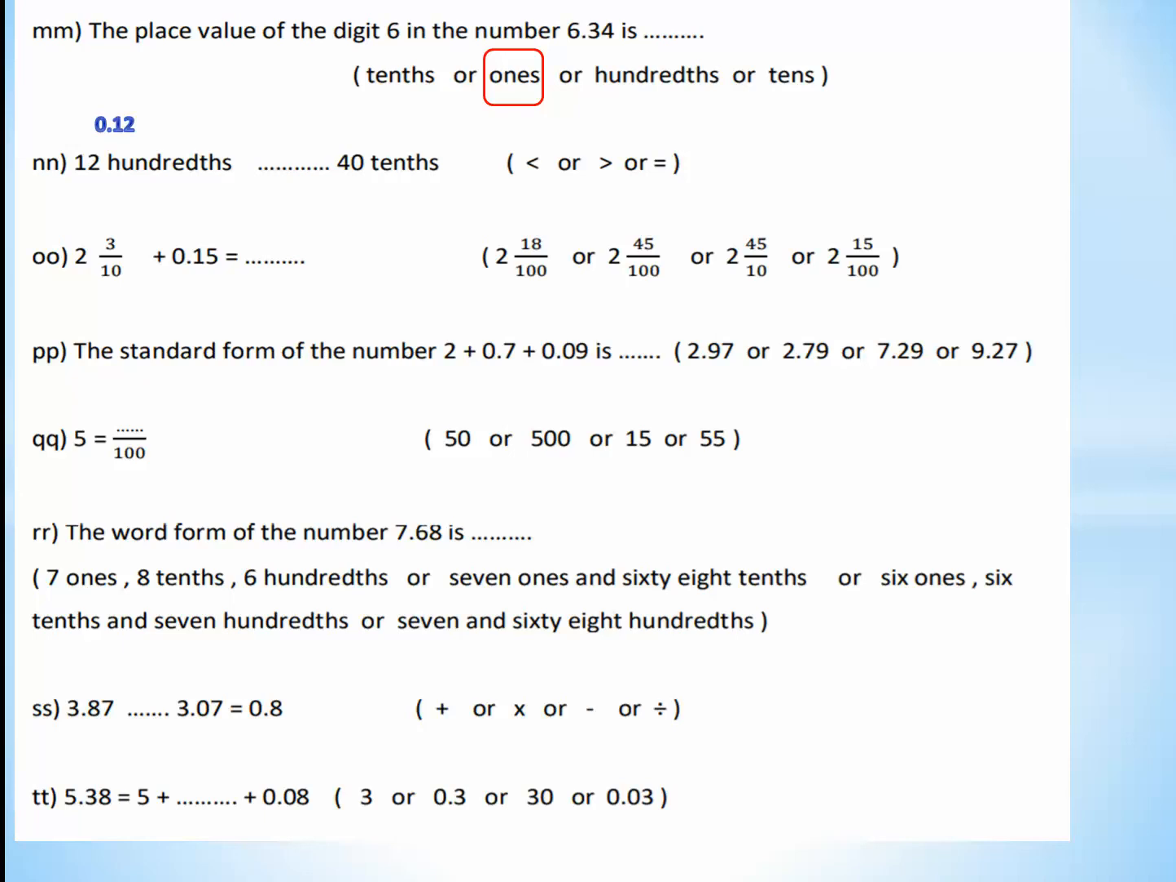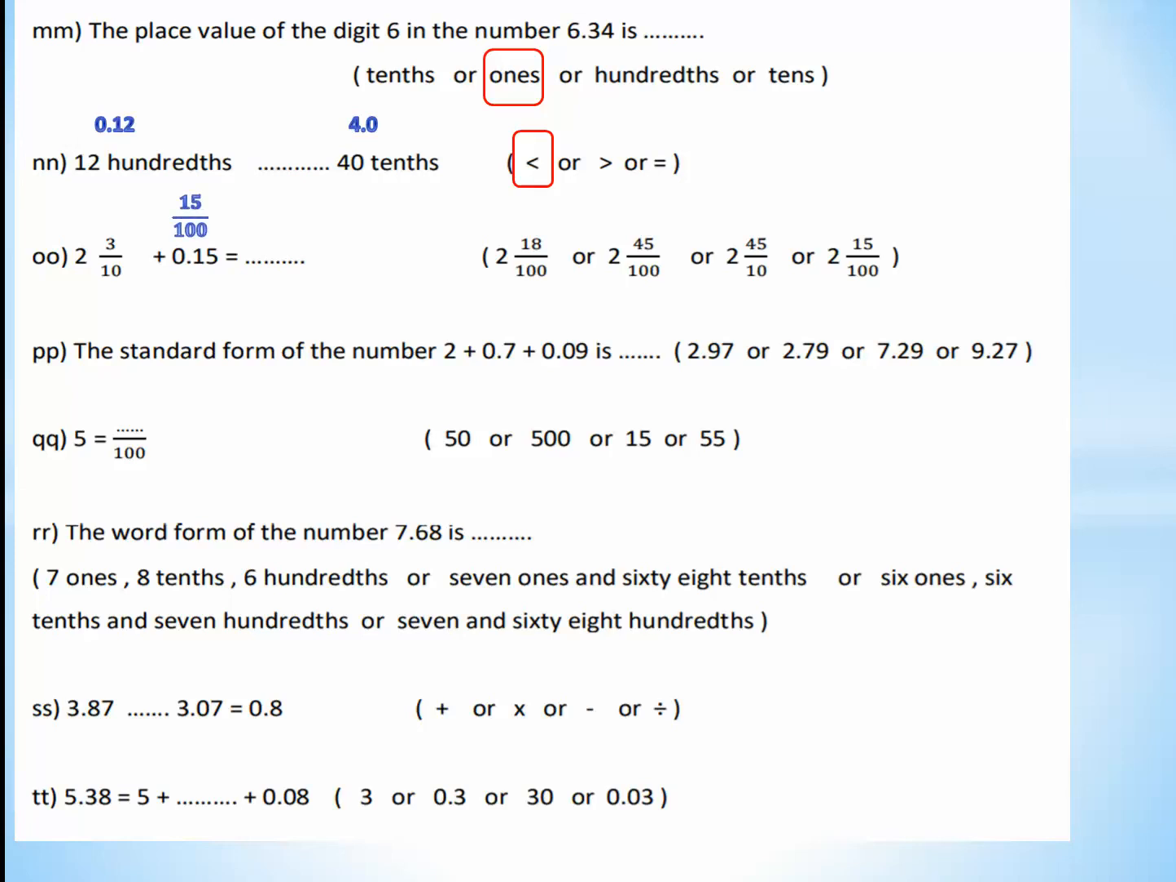40 over 10 means 4.0, because we put the decimal point after one digit. Which one is greater? 4.2 or 3 over 10 plus 0.15.